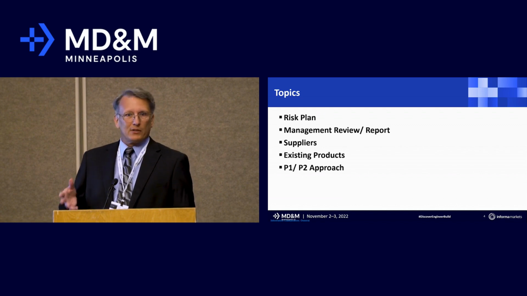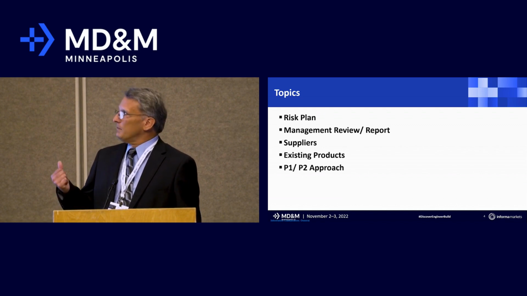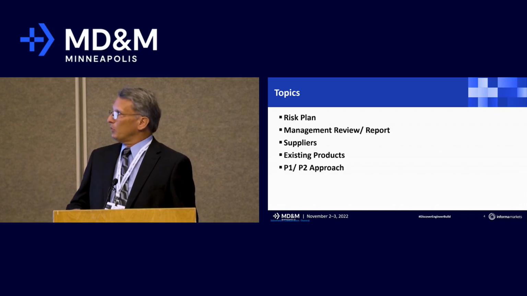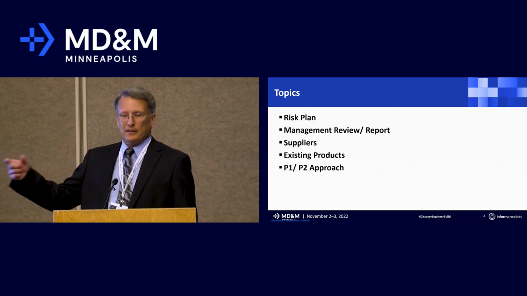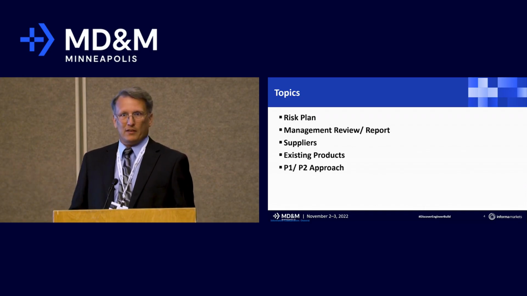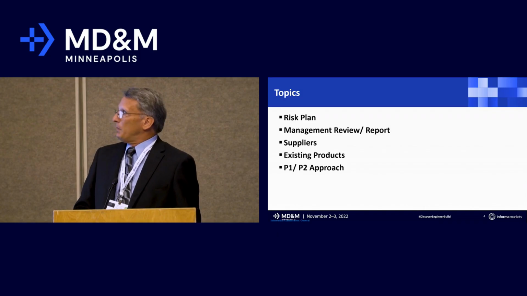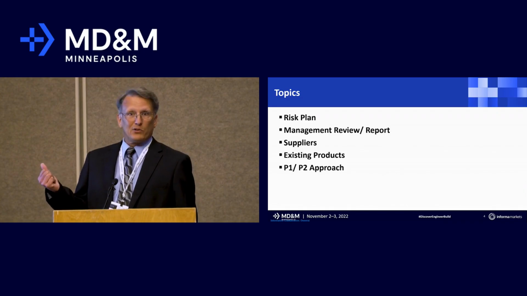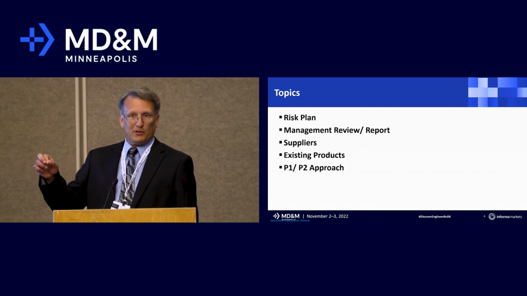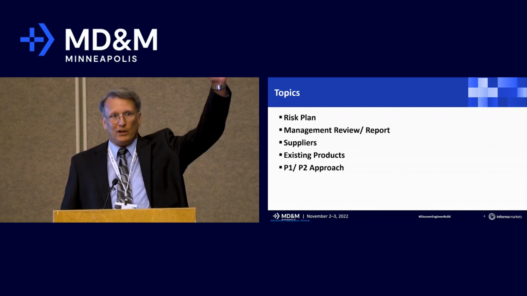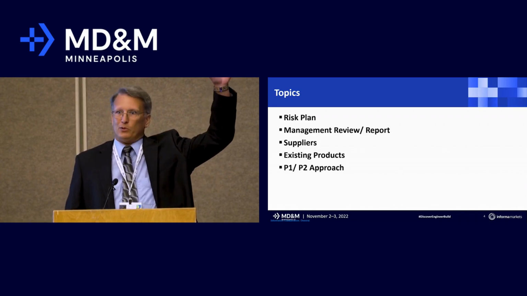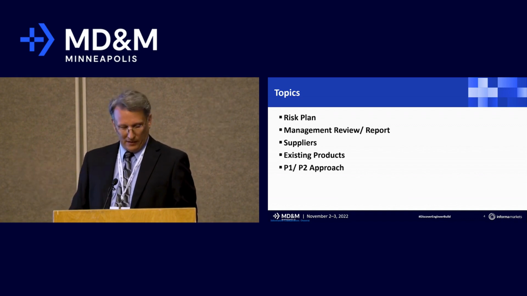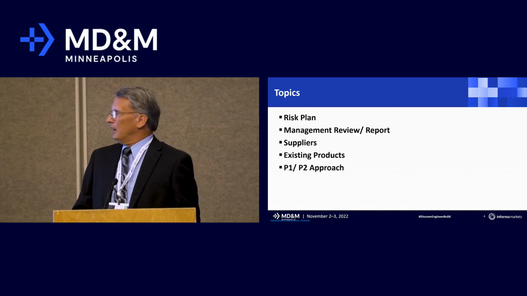The 5 main areas that I want to talk about today are the risk plan, the management review, and the management report, or the risk report. Those are things I talked about last year, but there are a few subtleties within them. But then what's the impact of all of the new changes on suppliers and on your existing products? If you're familiar with the standard P1, P2 approach, raise your hand. It's okay if you don't. I'll talk more about that when I get into that section, but that's an area of a lot of confusion right now.